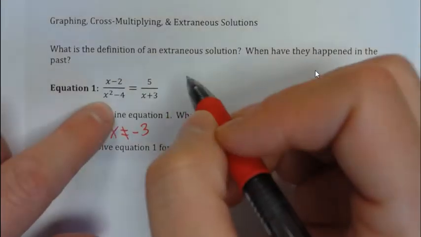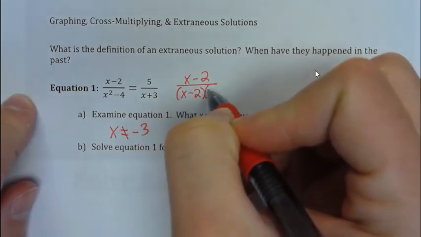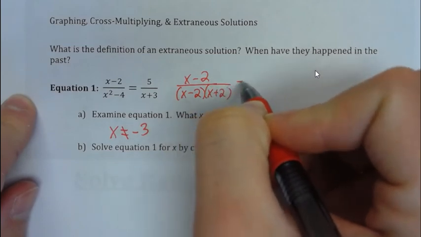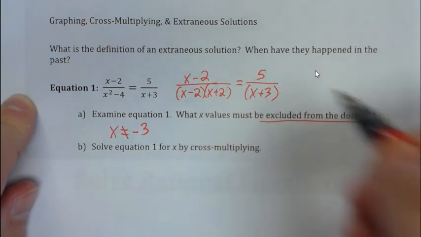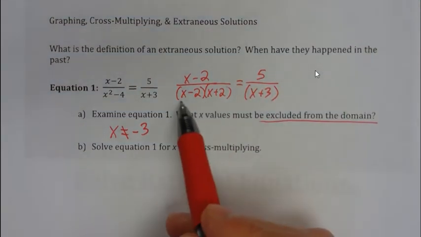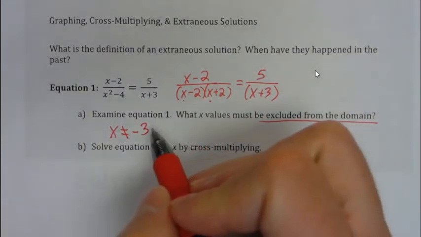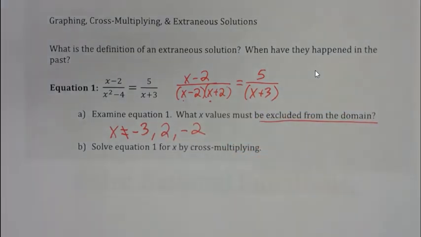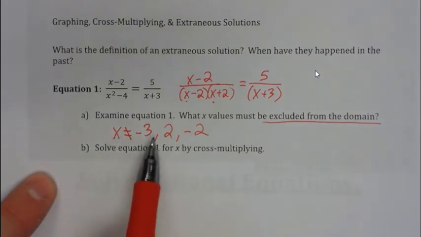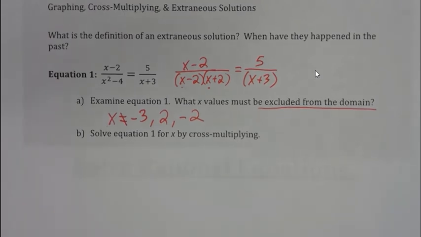Otherwise, if we factor the left side, that would be x minus 2 and x plus 2 on the bottom, and that's equal to 5 over x plus 3 on the right. On the left-hand side, if x was 2 or -2, it would also have to be excluded because that would make the left fraction have a 0 on the bottom. So 2 and -2 are excluded from the domain. X can't equal any one of those three numbers. If we solve this equation and end up with one of those three, then we'll have to say that's an extraneous solution.